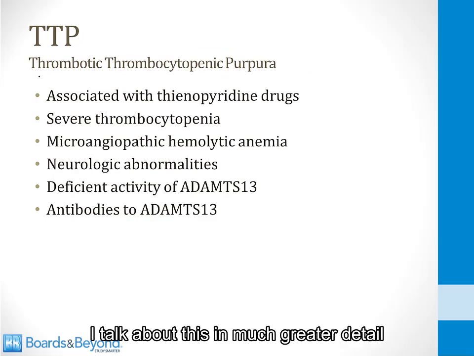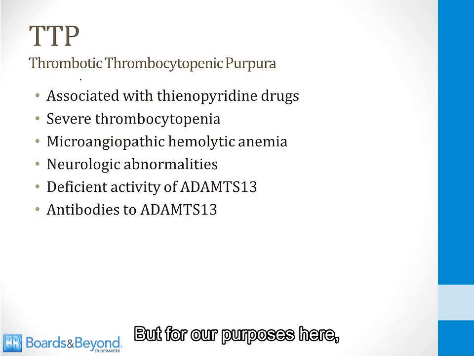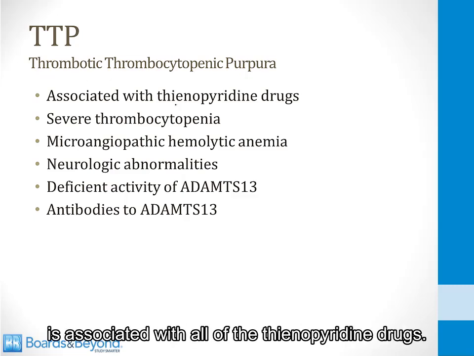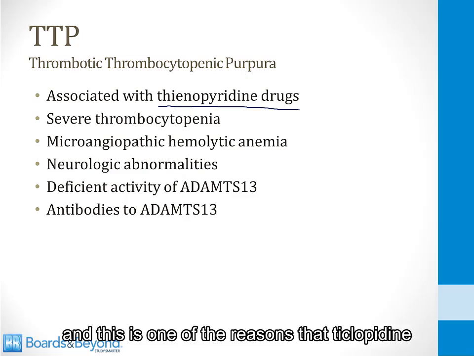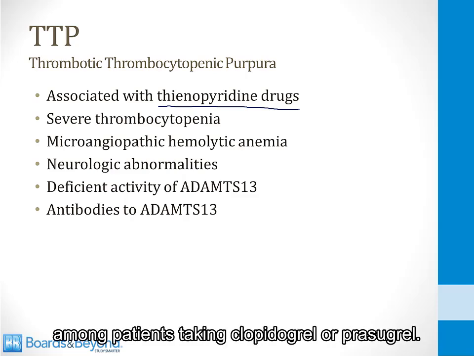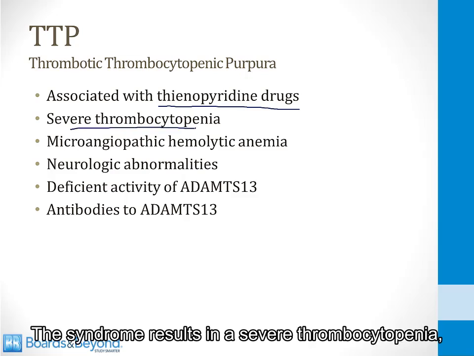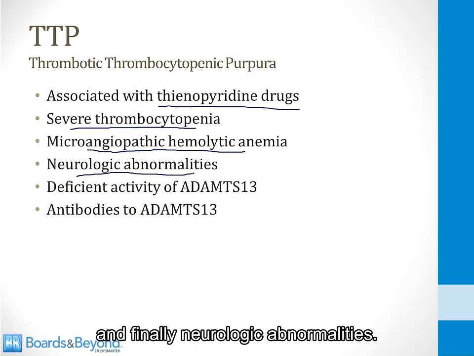I talk about this in much greater detail in the module on platelet bleeding disorders, but for our purposes here, you should know that this syndrome is associated with all of the thienopyridine drugs. Its strongest association is with ticlopidine, and this is one of the reasons that ticlopidine is not used much anymore, but it's also been reported among patients taking clopidogrel or prasugrel. The syndrome results in a severe thrombocytopenia, also a microangiopathic hemolytic anemia, and finally neurologic abnormalities.